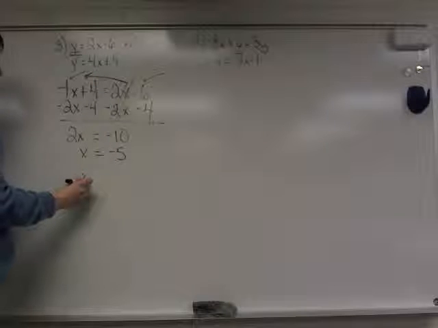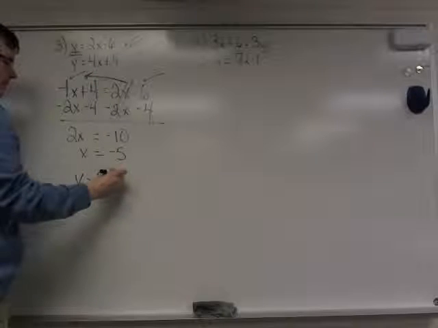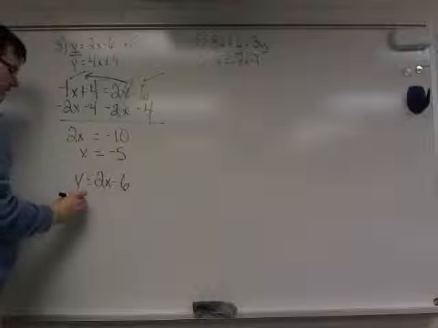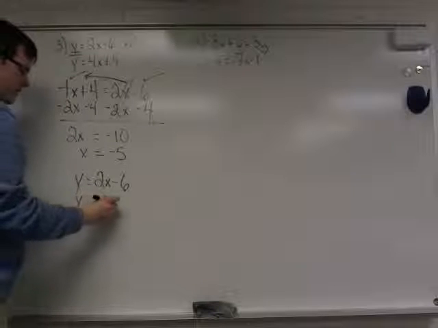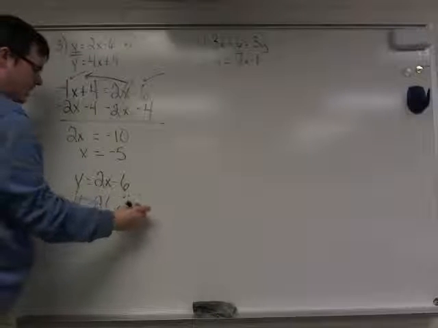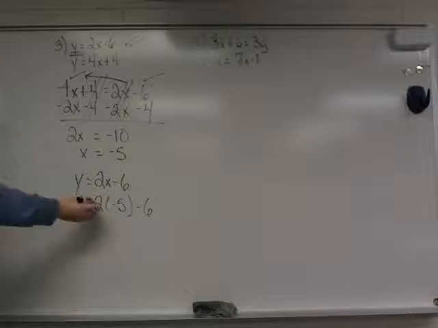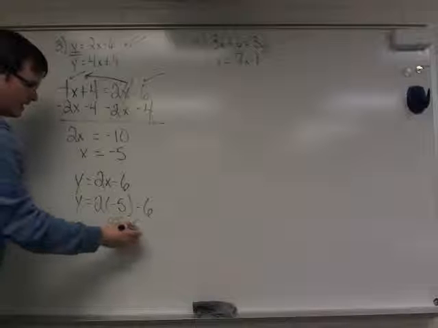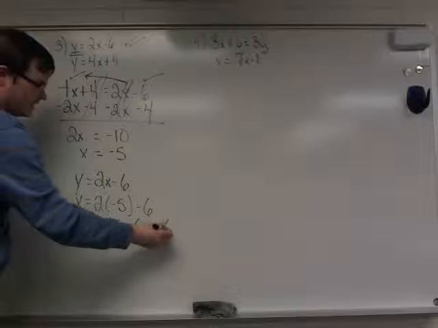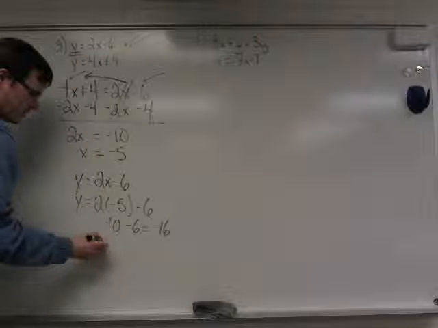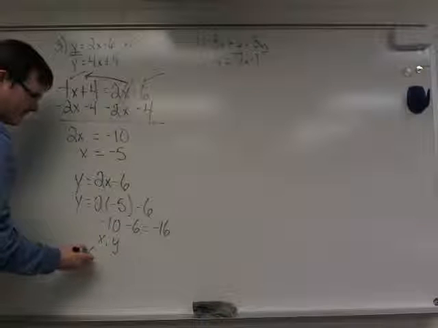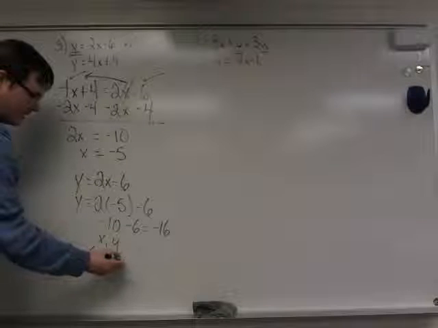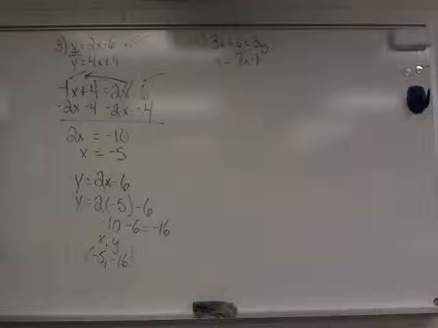So I've got y equals 2x minus 6, and we're changing x into negative 5. So I've got y is the same thing as 2 times negative 5 minus 6. Well, 2 times negative 5 is negative 10, and negative 10 minus 6 is negative 16. So the solution here, x comma y, is negative 5 comma negative 16.